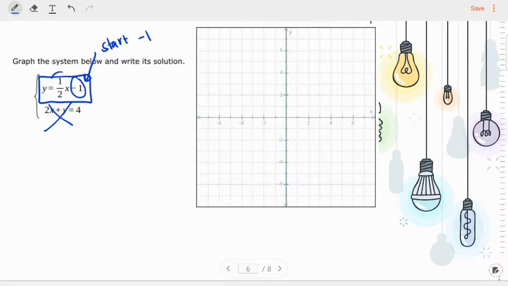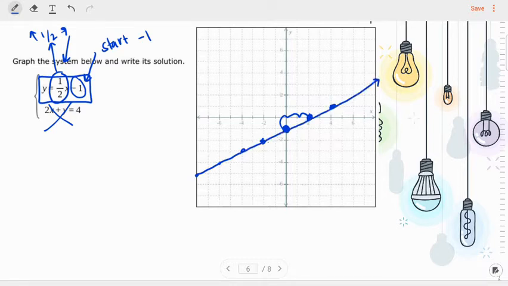My slope tells me my rise and my run. So 1/2 is telling me to move up 1 and to the right 2. So let's go ahead and graph that. Starting at -1, I'm going to plot my point, and then from that starting point, moving up 1 and to the right 2. Up 1 and to the right 2. And I can extend my graph in that same pattern in both directions. And Alex will do that already for me.